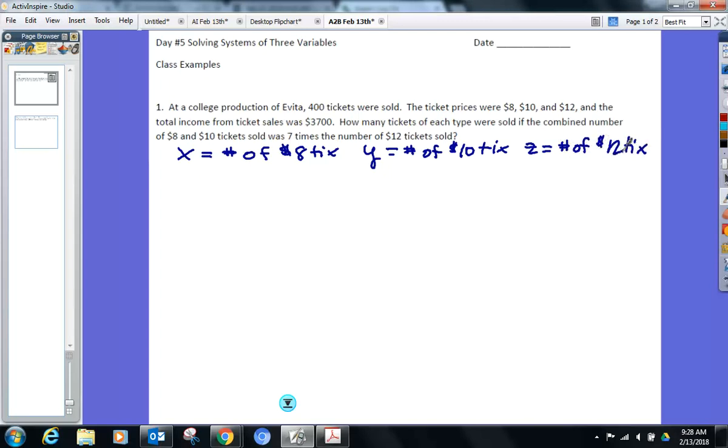Okay, because you are solving for three variables, you need three equations now. And that's what I need your help setting up right now. All right, off the bat, how many tickets were sold? Can you set up an equation that says there's 400 tickets sold? Gianna? X plus Y plus Z equals 400. Everyone see where we're getting that one from? All right, X plus Y plus Z, 400.